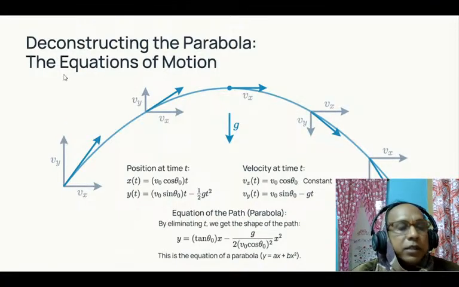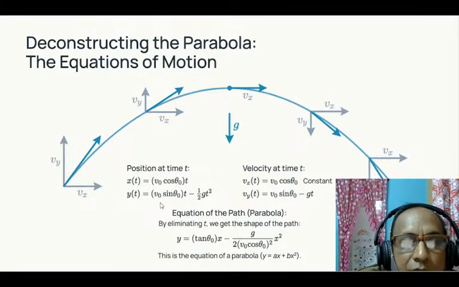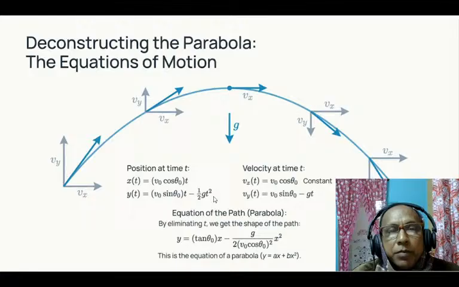Deconstructing the parabola, the equations of motion. Here this is Vx, this is Vy. Position at time t: x equals v0 cos theta0 into t, y equals v0 sin theta0 t minus half g t square. Velocity at time t: Vx equals v0 cos theta0 and Vy equals v0 sin theta0 minus gt. These four equations you have to remember.